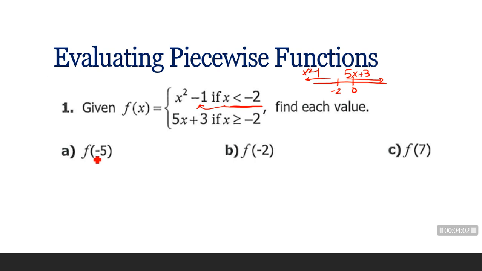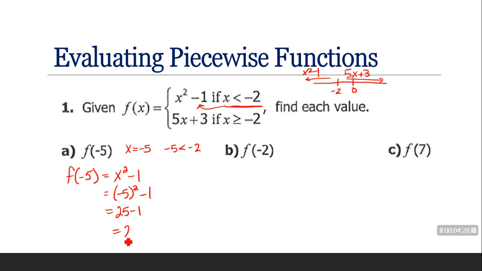Our first one, f of negative 5. In that case, x is represented by negative 5, and negative 5 is less than negative 2. So we're going to evaluate f of negative 5 in the x squared minus 1 portion of the function. I substitute in negative 5 for the x, square it, and then subtract 1. Negative 5 squared gives us positive 25, and 25 minus 1 equals 24. If we were to type that function into the calculator and look at the table, when x equals negative 5, the y value should be 24.